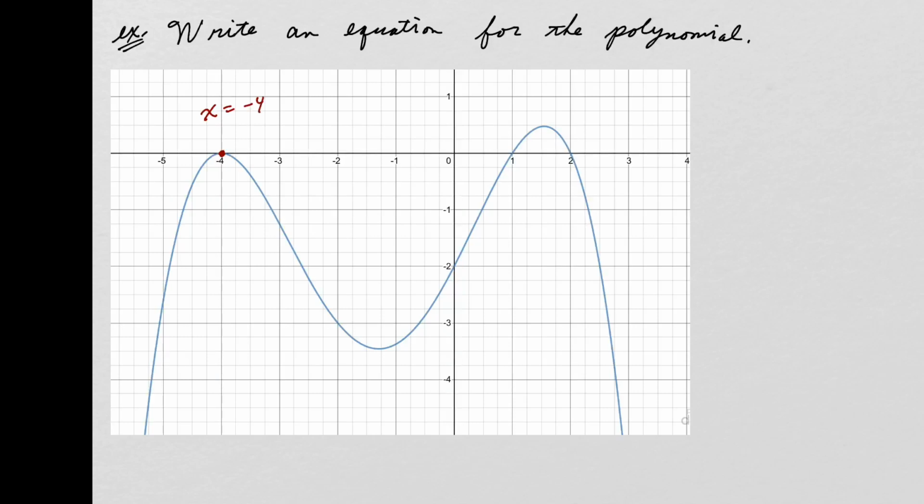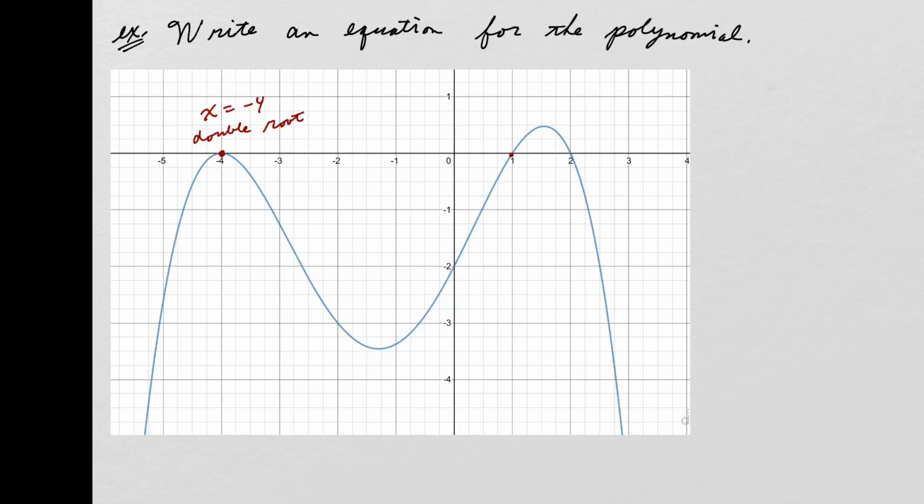Now, based on the shape of the graph near that root, is that a single root, a double root, or a triple root? In other words, is its multiplicity a 1, a 2, or a 3? Well, because it looks like a parabola near that root, then we know that the multiplicity is 2. It's a double root.